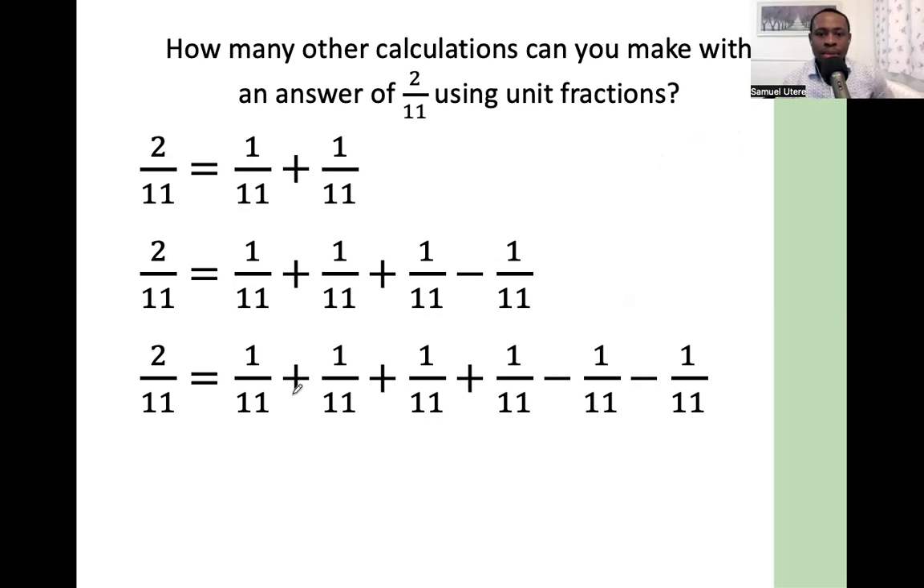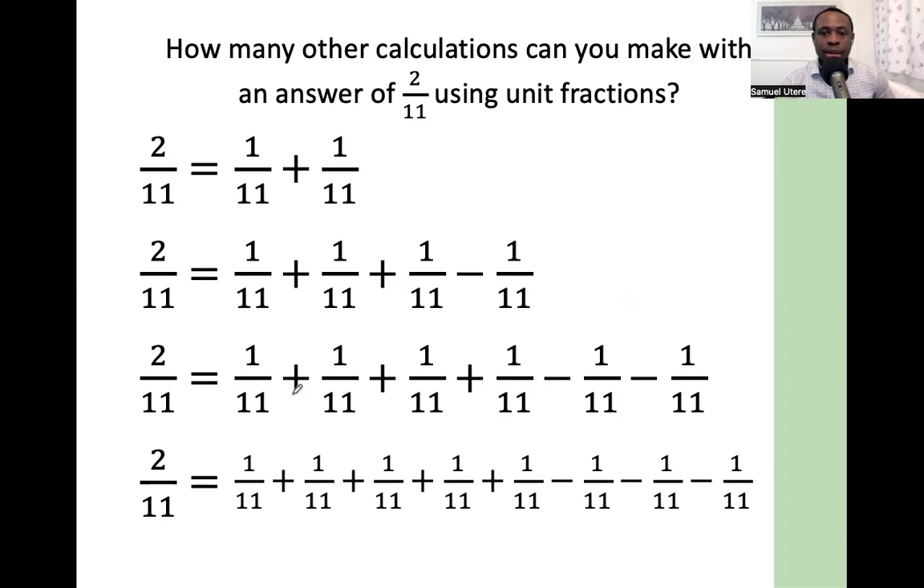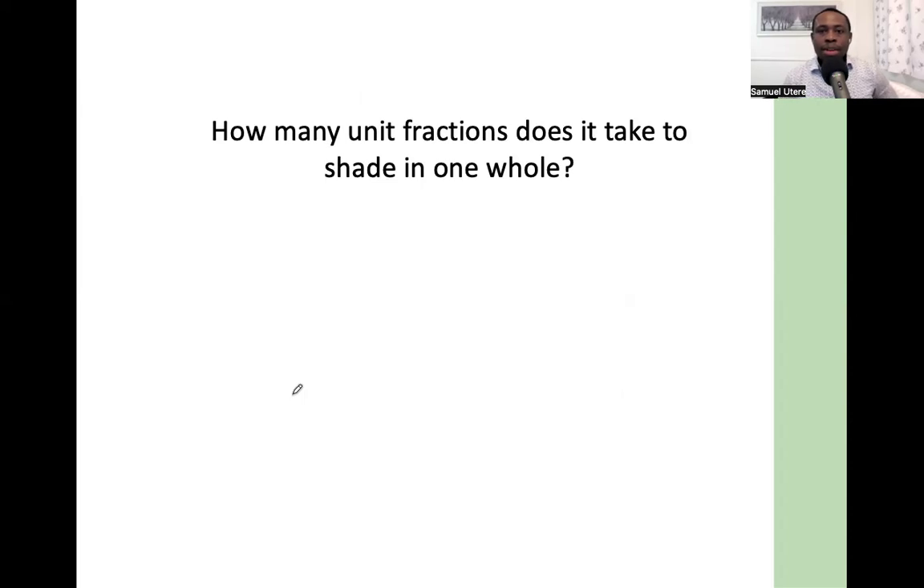So here you can see that we have 4 unit fractions that are all added together, and we can subtract 2 unit fractions from them to be left with 2/11ths. Now, you can see that they've been grouped. Those unit fractions that we're adding have been grouped, and the unit fractions that we're subtracting are written separately. But they could also be mixed. We could write 1/11 minus 1/11 plus 1/11 minus 1/11. We'll get the same result. And here is another one. Okay. All right. How many unit fractions does it take to shade in one whole?